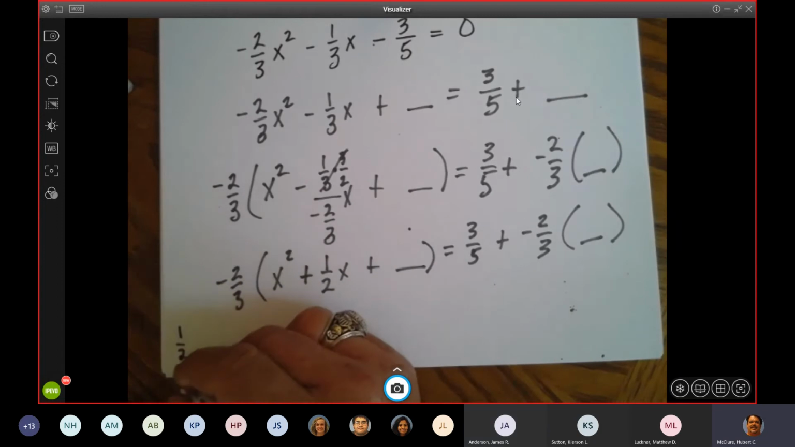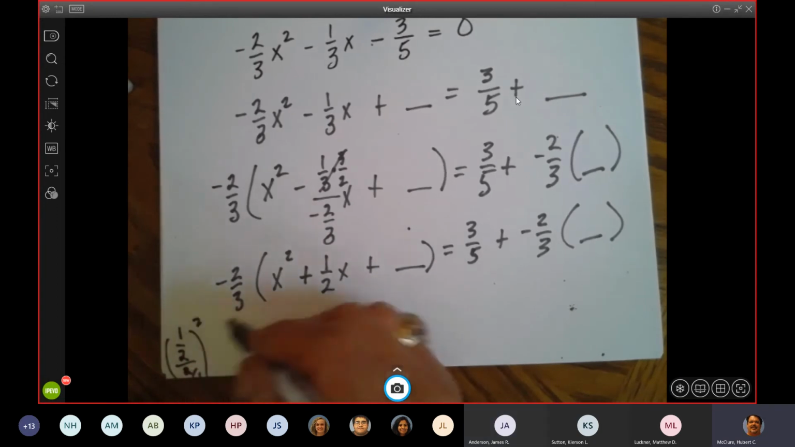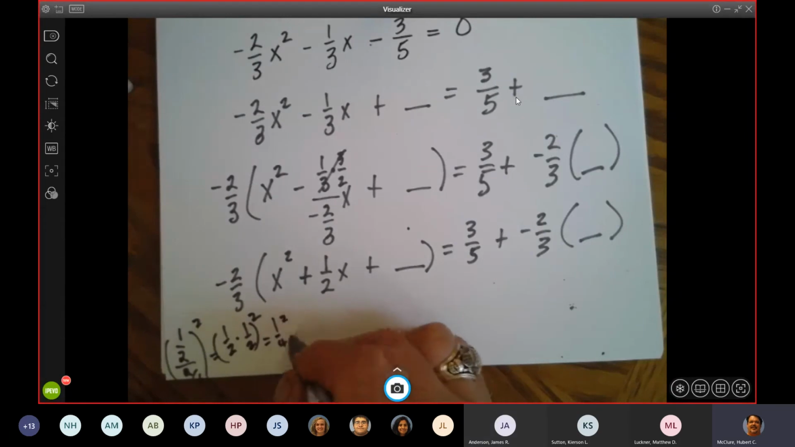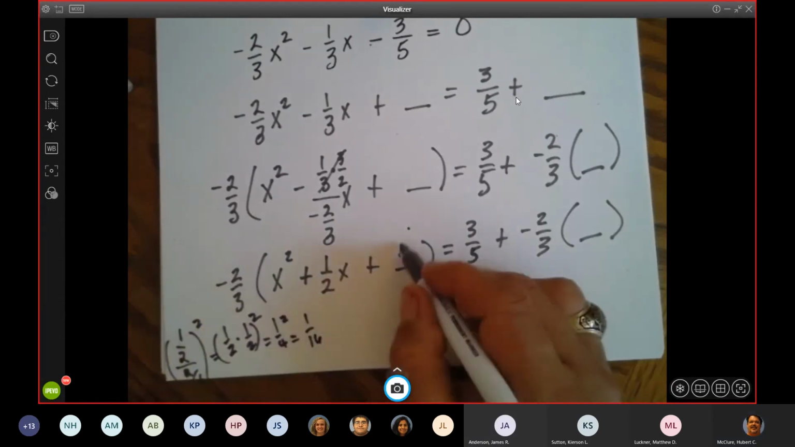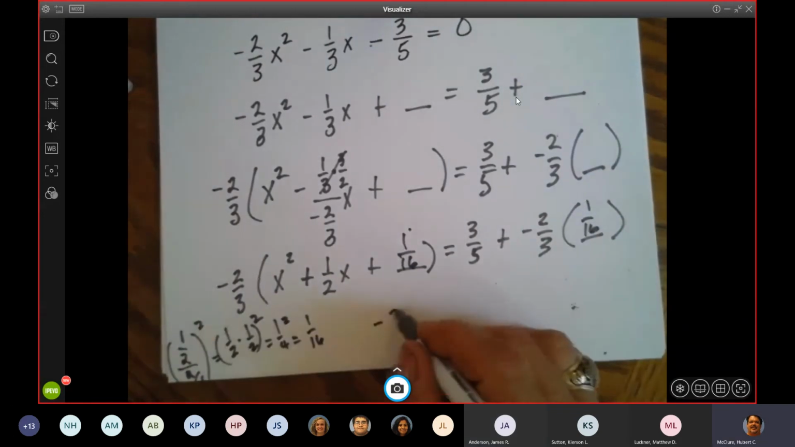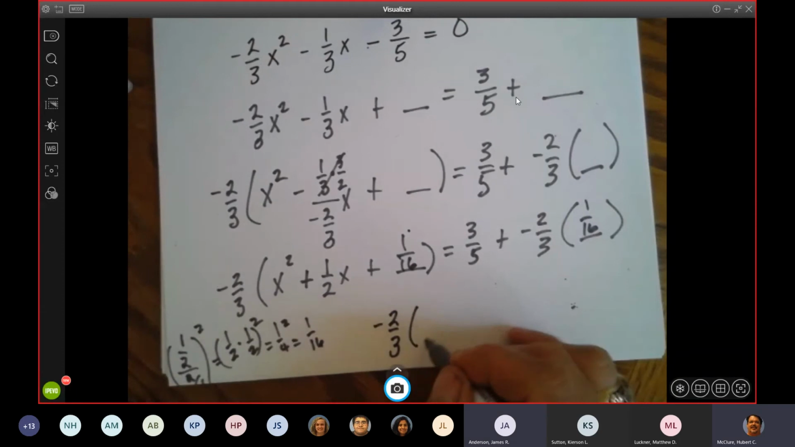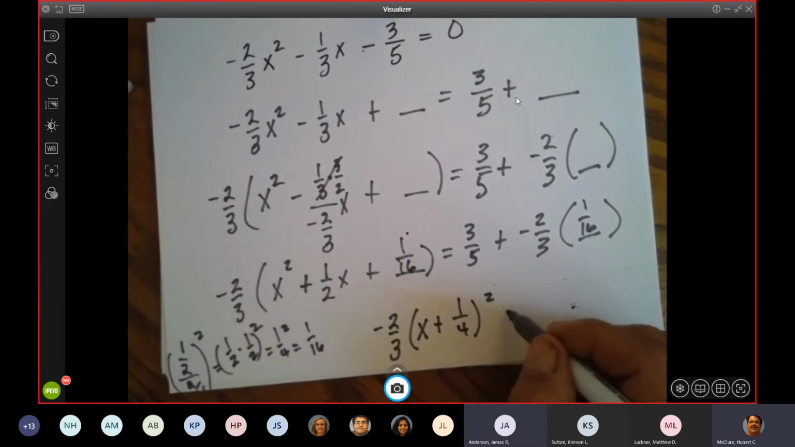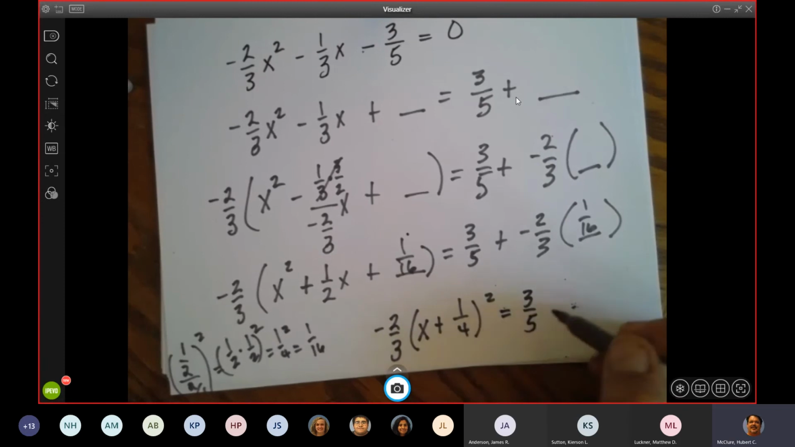1/2 divided by 2/1 and squared is equal to 1/2 times 1/2 squared, which is equal to 1/4 squared, which is equal to 1/16. And that's going to give you negative 2/3 times x plus 1/4 quantity squared. I don't think I'm going to be able to cancel anything, so I'm just going to go ahead and write it out. 3/5 minus 2/48, which is 1/24.